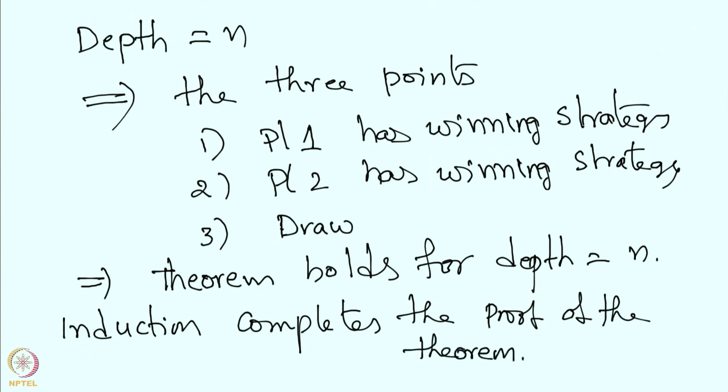To summarize, what we have really used is a very simple mathematical principle of induction. If the depth is 0, then it is a winning position, a losing position, or a draw for the players, and that is determined automatically. If the depth is less than n, we assume the theorem is true, and then we show that if the depth is equal to n, one of these three also holds. That proof is very simple.